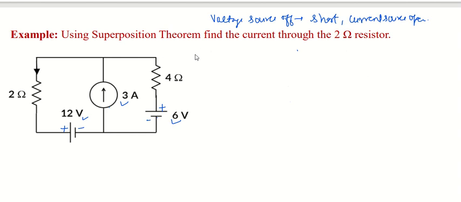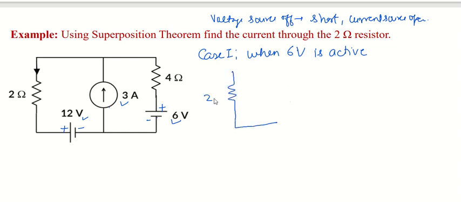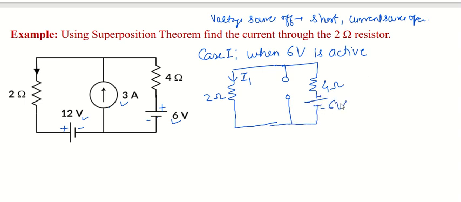So now see this example. There can be three cases. First thing, case 1, whenever your 6 volt source is active and other two sources are not active. So just remember that since this 12 volt is a voltage source, it will be short circuited. The resistance is 2 ohm and this current source here will be open circuited. Now we are remaining with 4 ohm resistance and the supply voltage is 6 volt.